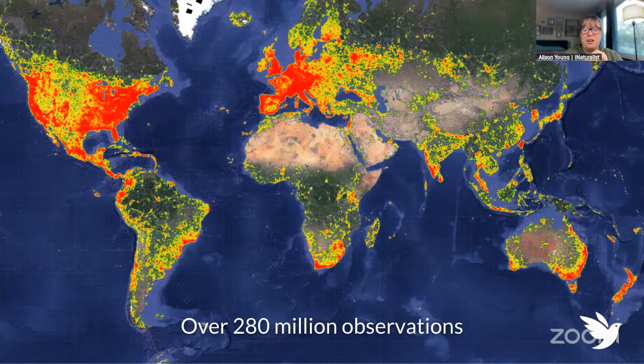These observations are of over 540,000 species, which is about 25% of all known species in the world. And these observations have been made by almost 4 million people. All the data on iNaturalist are free to download. And like I mentioned before, we also share research grade observations with other databases, most importantly GBIF, the Global Biodiversity Information Facility.